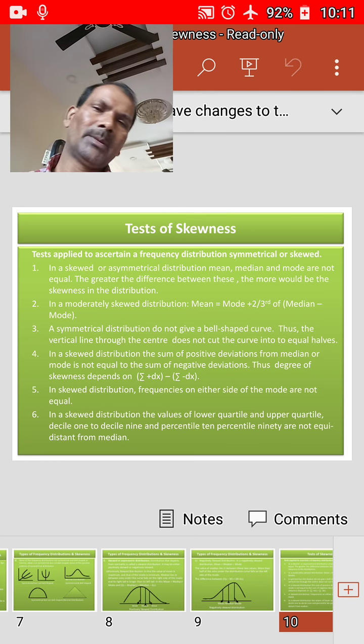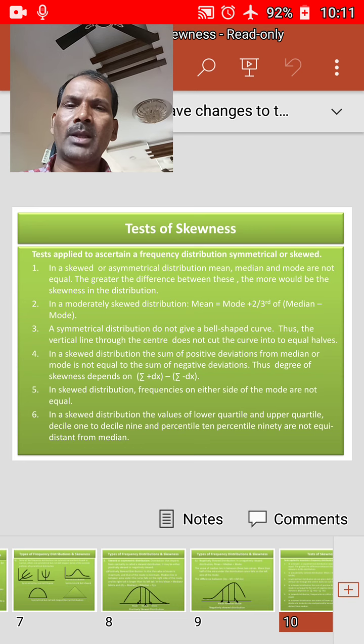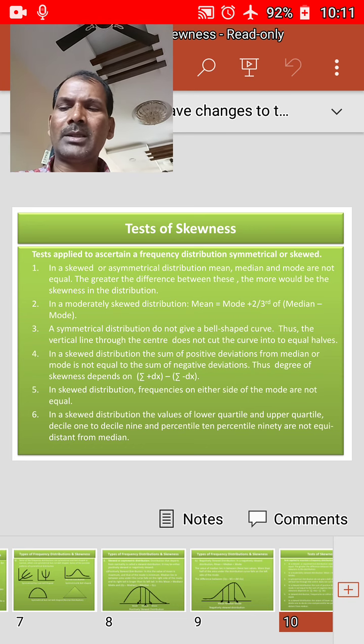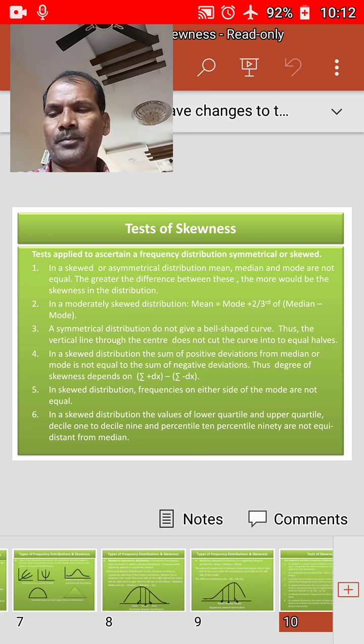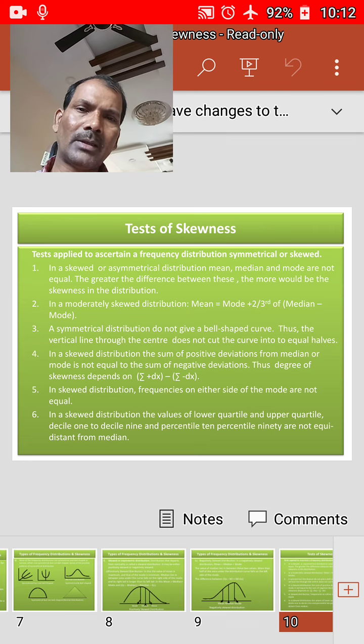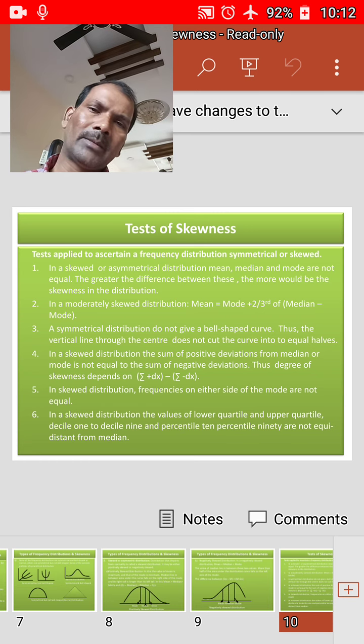The greater the difference between the mean and mode, the more skewness there would be in the distribution. In the second test, in a moderately skewed distribution, mean is equal to mode plus 2 by 3 of median minus mode. Mean is equal to mode plus 2 by 3 of median minus mode in case of a moderately skewed distribution, right?